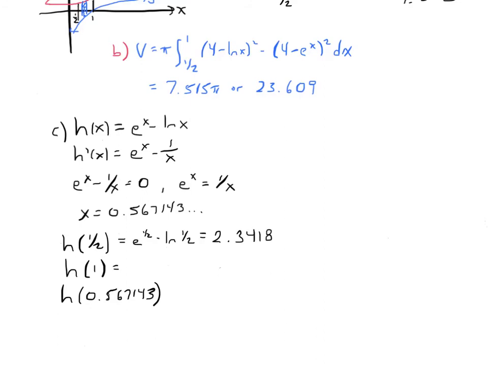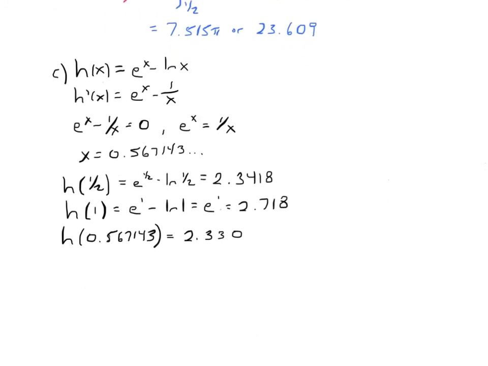h of 1, that's e to the first minus ln of 1. Well, ln of 1 is just 0, so we're left with e to the first, which is 2.718-ish. And then we plug in this big decimal. Use as many numbers as you can, and you should get 2.330.